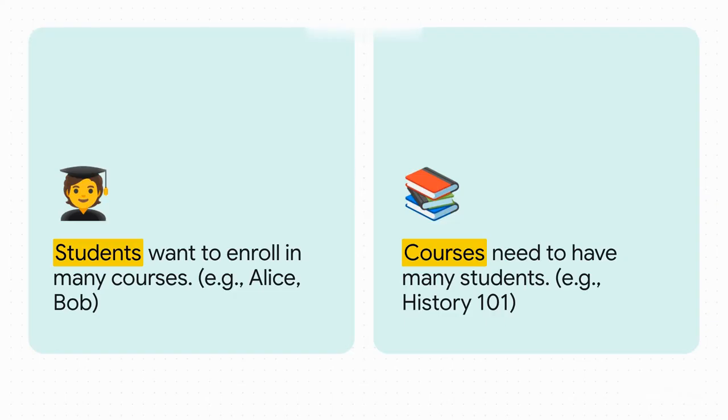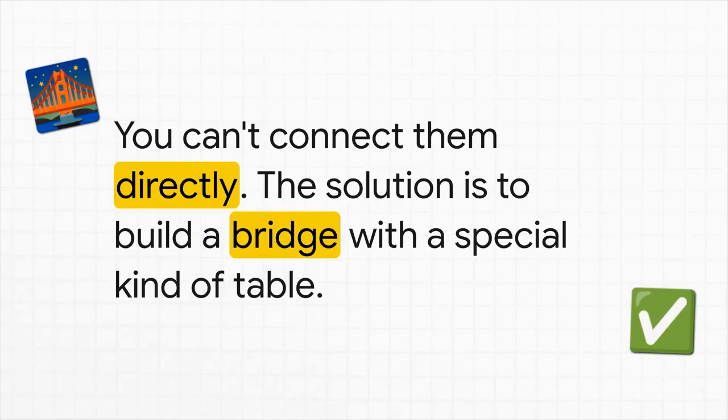So this creates a real headache for a database. I mean, how do you directly link these two tables? If Alice is in history and math, and Bob is also in history, it just becomes this tangled, confusing web. And the truth is, you can't actually implement this relationship directly. It would be total chaos. So, if you can't connect them directly, what on earth do you do? Well, you build a bridge.